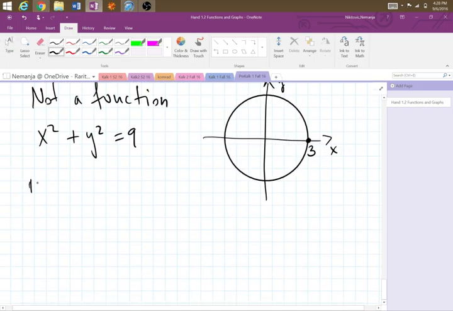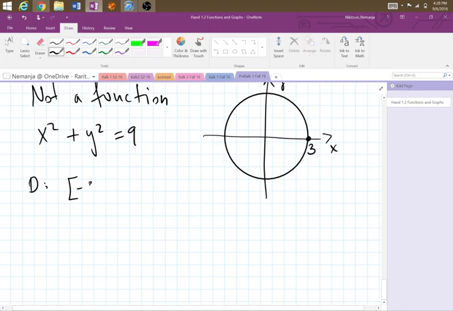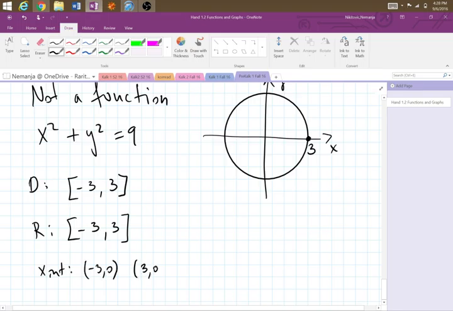If you take the domain, your domain is from negative 3 to positive 3, and the range is also from negative 3 to positive 3. The x-intercepts are negative 3, 0, and positive 3, 0, and the y-intercepts are at 0, 3, and 0, negative 3. Awesome question. Does it have to go to infinity? The answer is no. It does not have to go to infinity. So they can be contained.